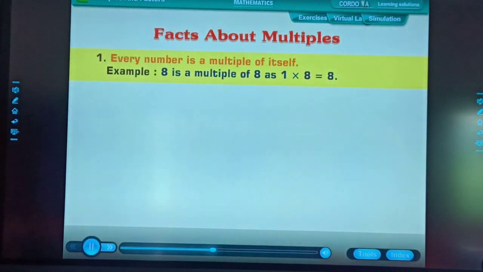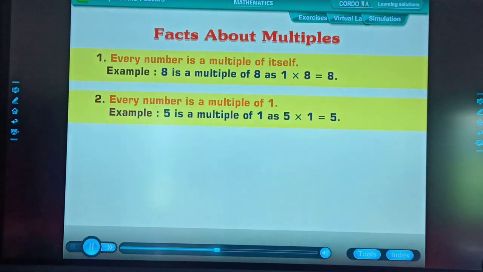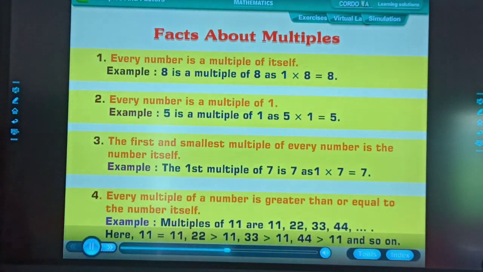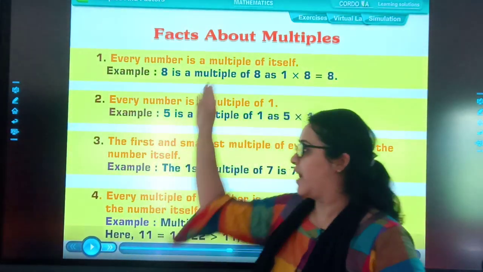Every number is a multiple of itself. Example, 8 is a multiple of 8 as 1 into 8 is equal to 8. Every number is a multiple of 1. Example, 5 is a multiple of 1 as 5 into 1 is equal to 5. The first and smallest multiple of every number is the number itself. Example, the first multiple of 7 is 7 as 1 into 7 is equal to 7. Every multiple of a number is greater than or equal to the number itself. Students, in this we discuss the four facts that are here.